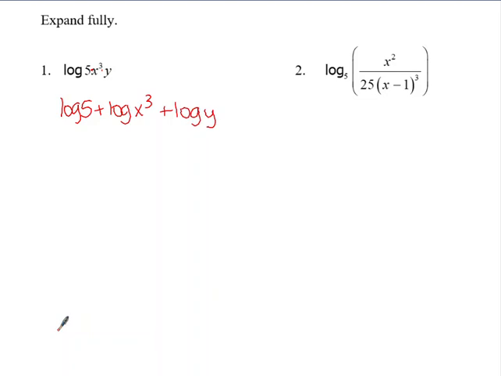Then we need to check and see if there's anything else we can do. We have an exponent here. We have log of x cubed. So we can use our power property to further expand that to be 3 log of x. So our final answer would be log of 5 plus 3 log of x plus log of y.